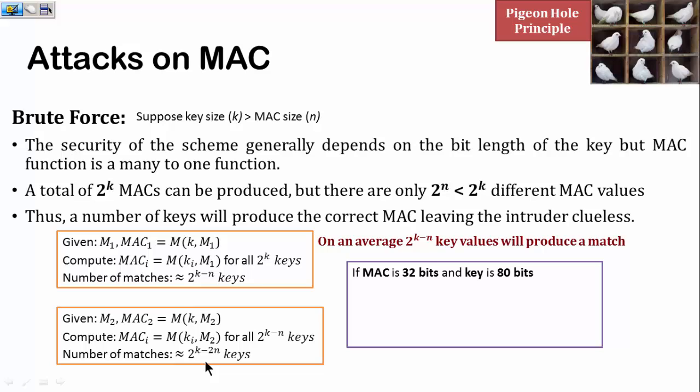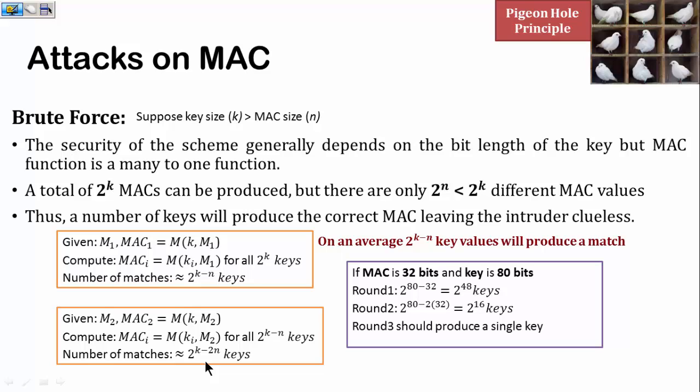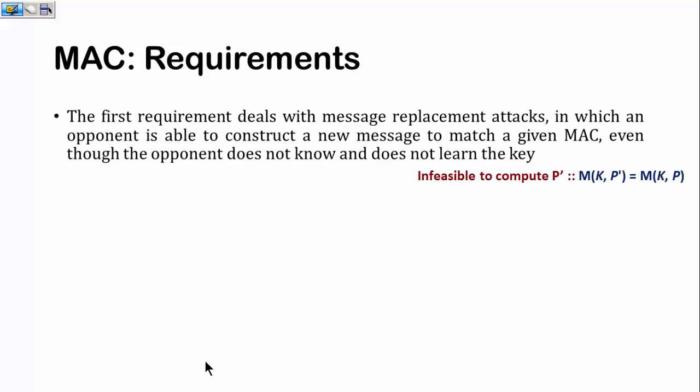So if MAC is 32 bits and the key is 80 bits, then in round number 1 you will get 2 raised to the power 48 keys producing the same MAC value. In the second round you will get 2 raised to the 16 keys giving you the same MAC value, and round 3 should produce a single key that corresponds to the MAC value that you have intercepted, right?